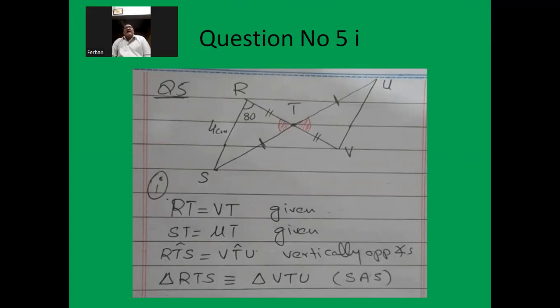And this says that angle RTS is equal to angle VTU. That's vertical, because they are vertically opposite angles. So triangle RTS is congruent to triangle VTU. The reason is side-angle-side. So I hope you understand this angle is the same.